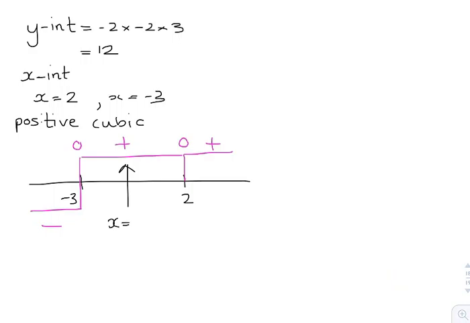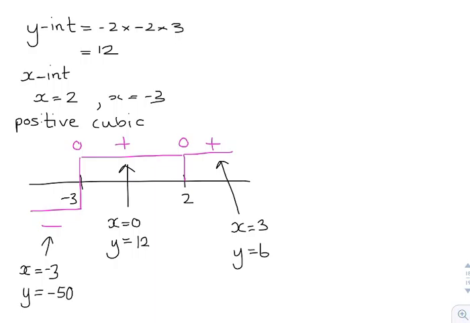So I'm going to substitute in an x value between -3 and 2, so 0. And when I do that, I get out y equals 12. So y equals 12 is positive 12, so it's up the top. I can do the same for each of the other ones. So I end up with a positive for a value greater than 2, so 3, gives me positive 6. And then something less than -3 will give me a negative.